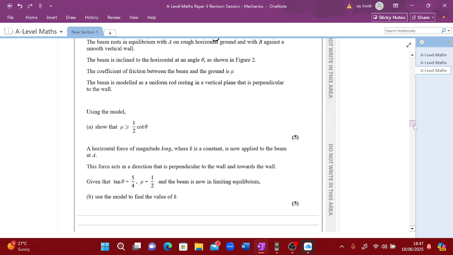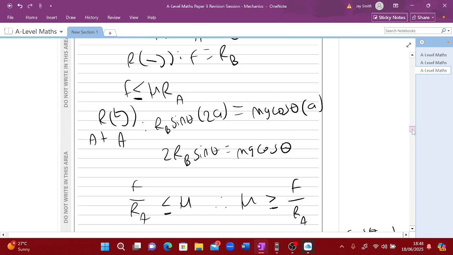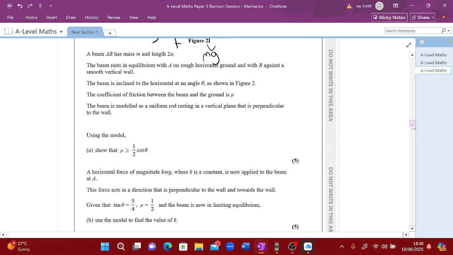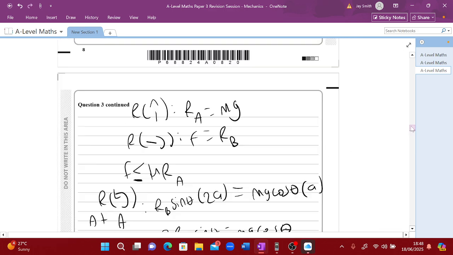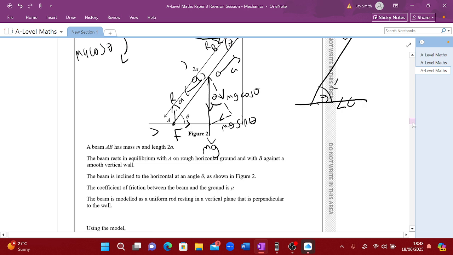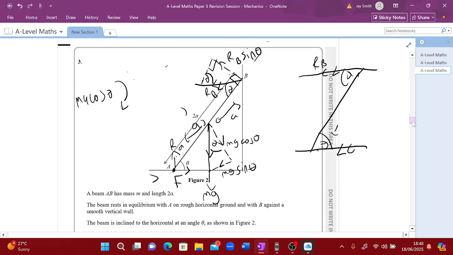Then it says a horizontal force of magnitude kmg is applied to the beam at A. This force acts in the direction perpendicular to the wall and towards the wall. Yeah, okay, perpendicular and towards the wall. So we've added another force, so we need to resketch what's going on and do it all again. So that's F.